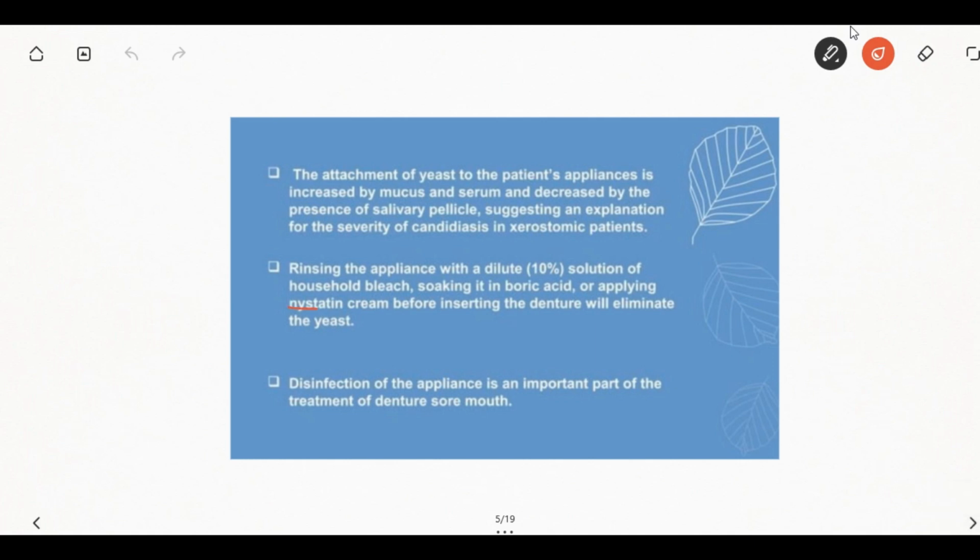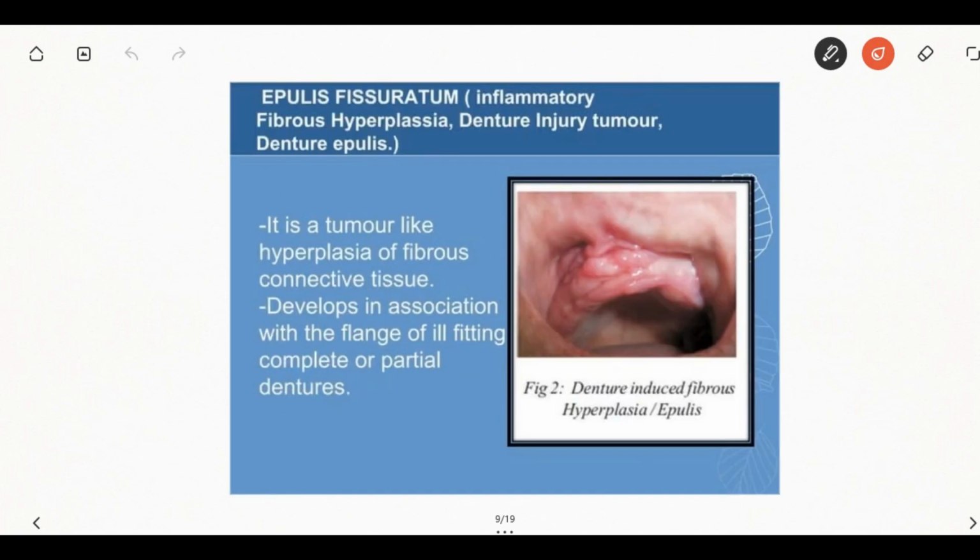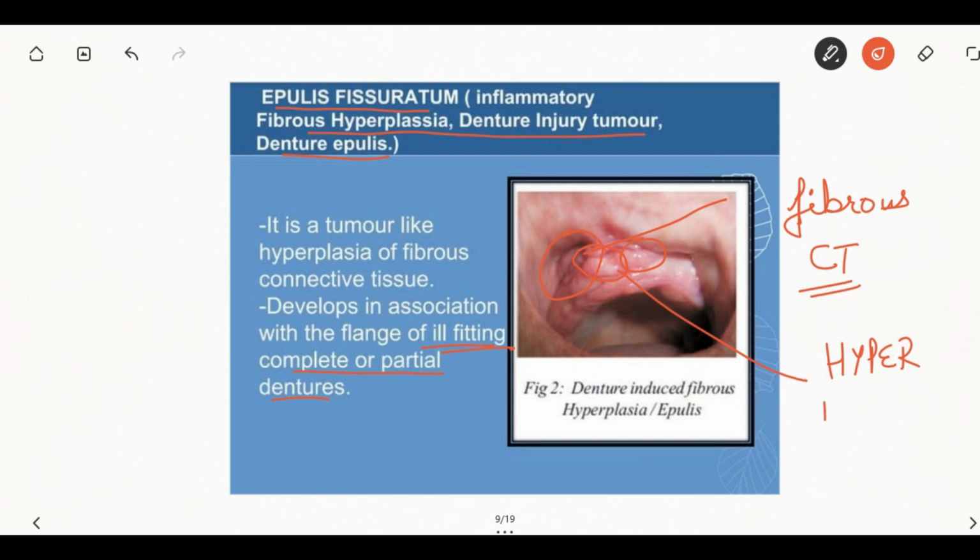Third is the inflammatory hyperplasia. What is the other name of inflammatory hyperplasia? It is epulis fissuratum or denture injury tumor. So in this disease, what you will see is that an ill-fitting denture will cause hyperplasia of the tissue along the denture borders. Such hyperplasia of the oral mucosa will not be restricted to this location, but it may occur in many areas.